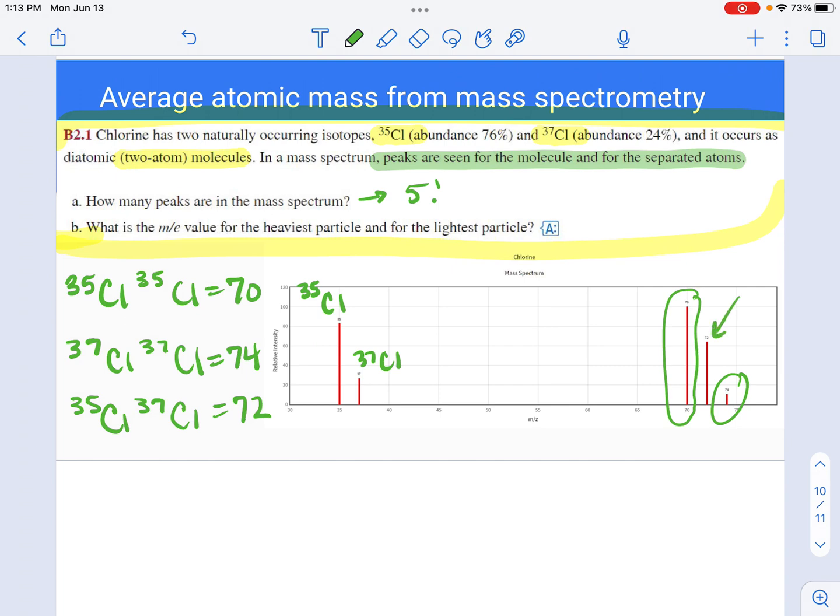Okay, so notice that the lightest particle would be the individual chlorine atom, and then the heaviest particle would be the one from the 2 37s together in a molecule. Notice something. The percent abundance of the Cl35 is 76%, and you can see that here. So it's going to be much more likely that if you have 2 atoms of chlorine together in a molecule, they are both chlorine 35. And since it's 24% abundance chlorine 37, it's much less likely that they would be both chlorine 37.